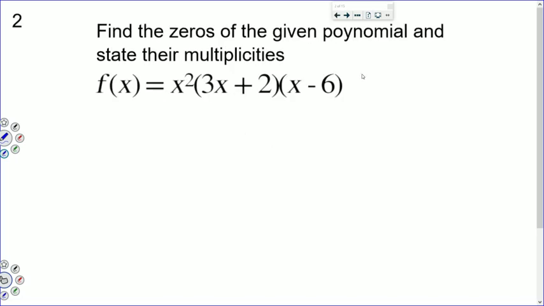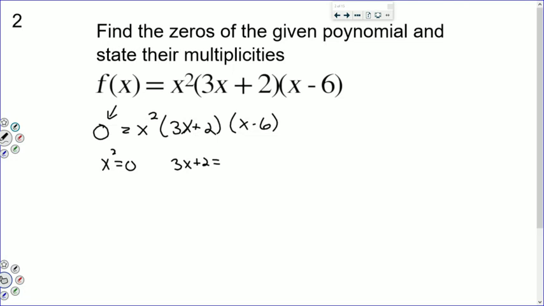Next, find the zeros of the given polynomial and state their multiplicities. So with zeros, anything that makes our f of x 0 is going to be a 0. So 0 equals x squared times 3x plus 2 times x minus 6. Any number that we can plug in for x that's going to make any of these terms 0 is going to be one of our zeros. If we have something times something times something, and it ends up equaling 0, one of those things has to equal 0. We can say that x squared could be 0, that 3x plus 2 could be 0, and that x minus 6 could also be 0.